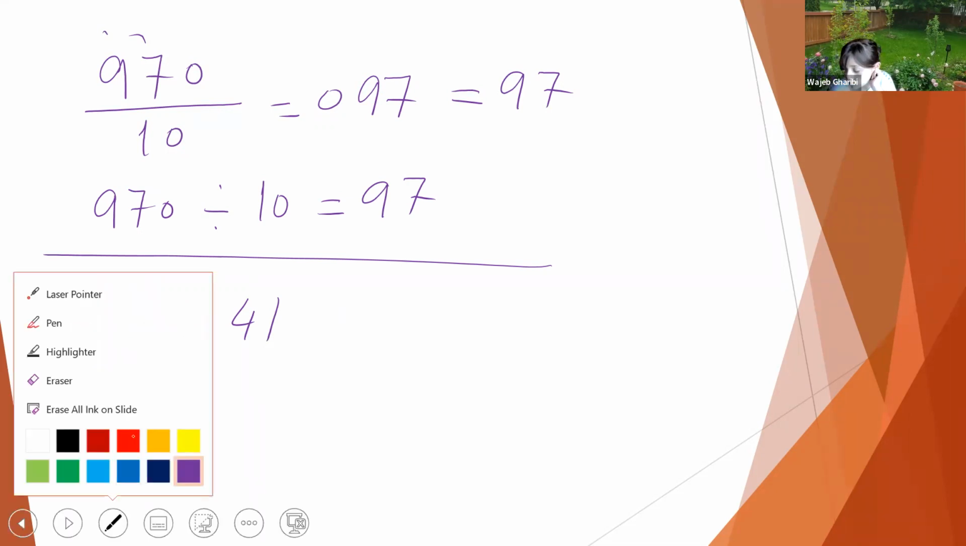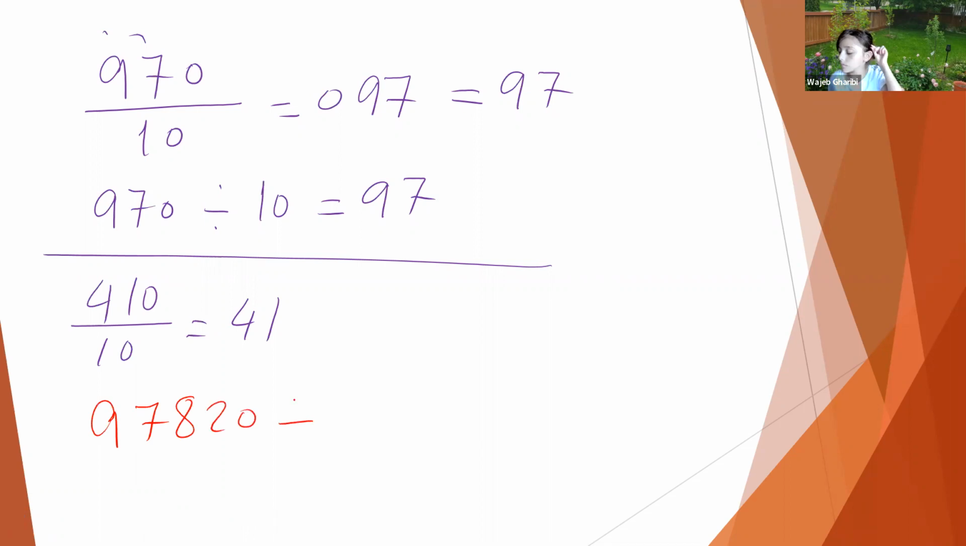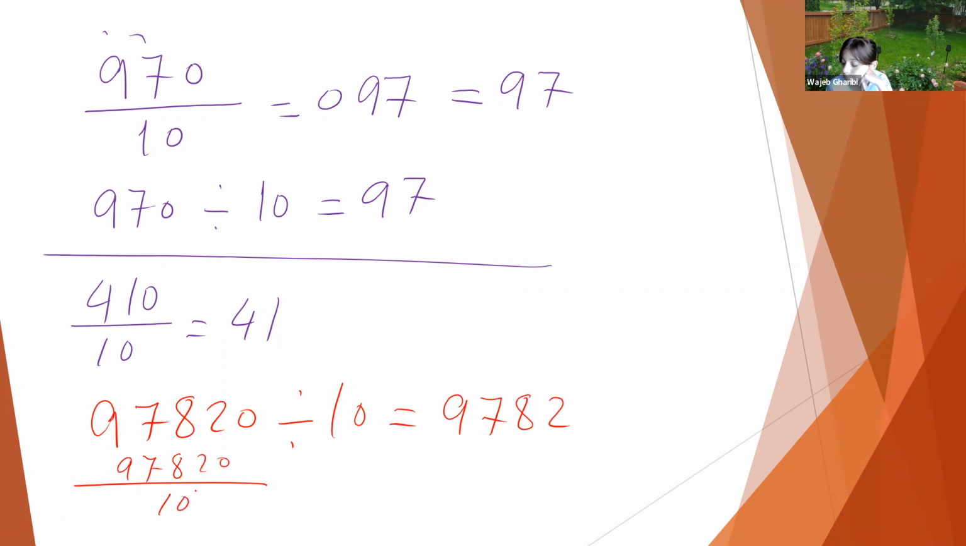And look here, very important. If we divide any number by 10, we delete 0. For example, what is this result? 907,820 divided by 10. What is the result, Maria? It is 9,782. So we delete only 0. Okay, so again, 97820 over 10, we can delete 0 with 0 and we will get 9782. Okay.